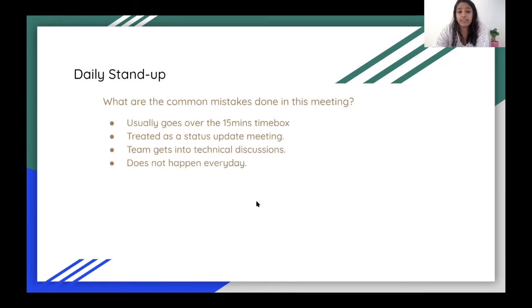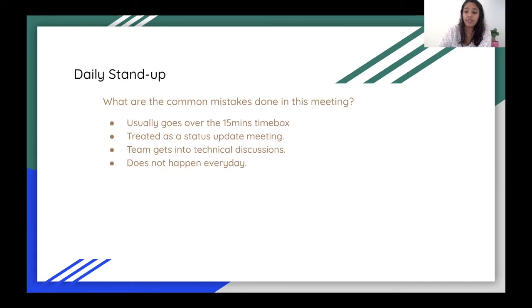It does not happen every day. Sometimes, and this is again related to my second topic, one of the reasons I've heard people say not to have this meeting is, hey, I have no updates for today, let's not have it. Well, updates for who? You are not giving an update to a PO, as I mentioned. This is a team check-in.